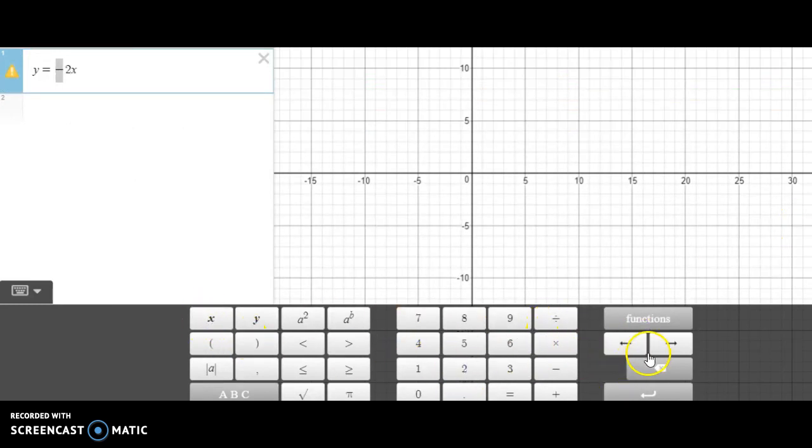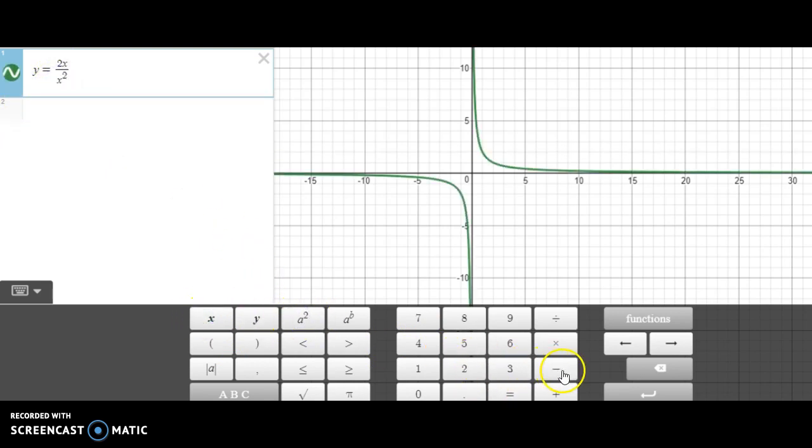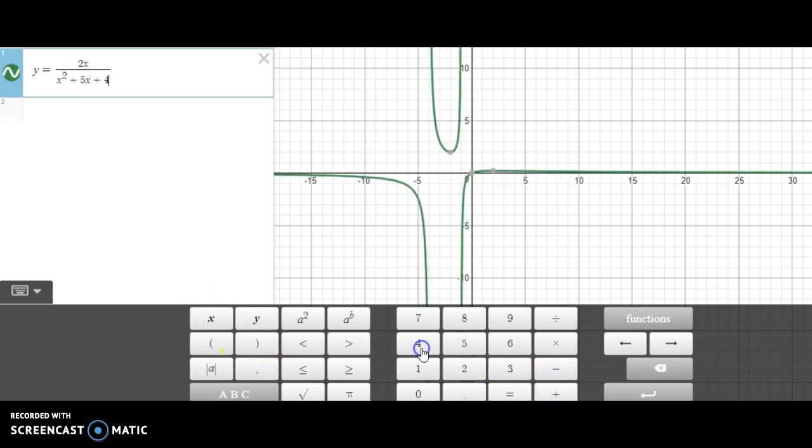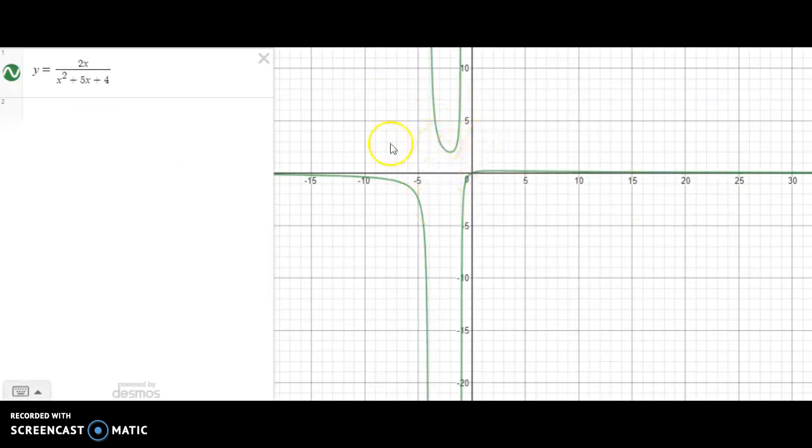Oops, so let's delete that out. Click on top, 2x. And then this is x squared plus 5x plus 4, I believe. Let's go back and look. Yep. So we have 2 asymptotes here and then 3 shapes.